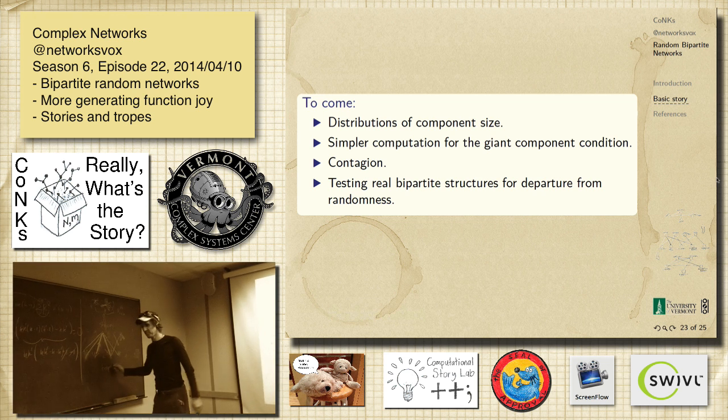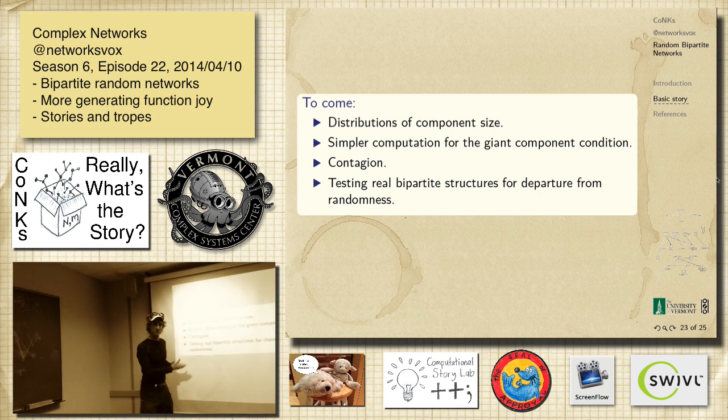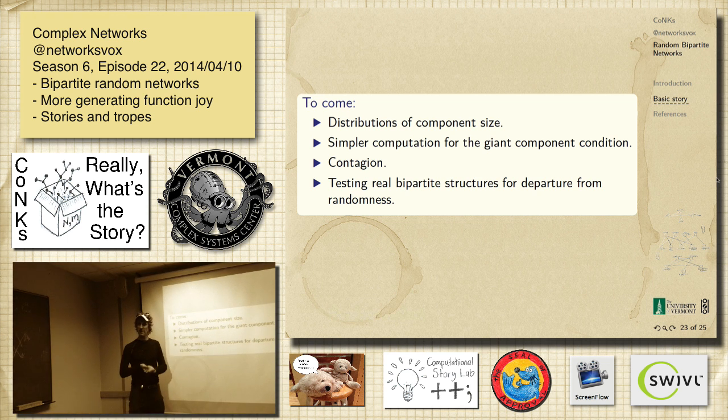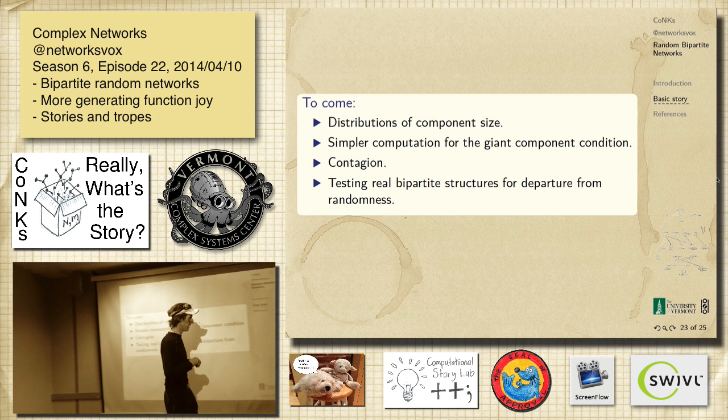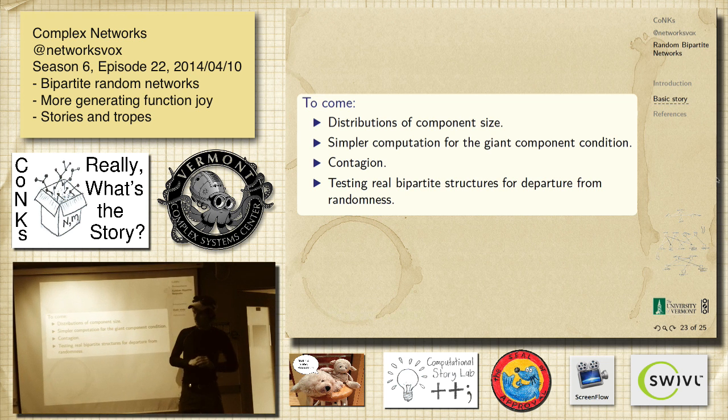Anyway, I think a really nice little calculation, actually. So now you know about random bipartite networks, and again, very practical, real things. You may have to play around with them. Well, you should.